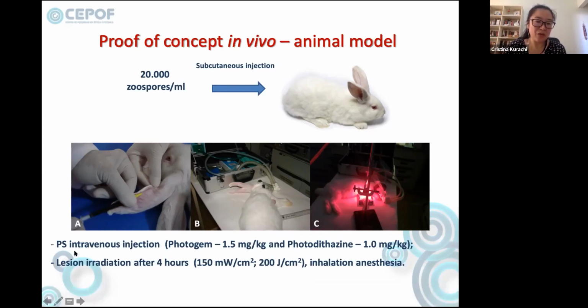In this case, we used intravenous injection, so a systemic injection. We didn't try methylene blue, but we tried porphyrin and chlorine compounds. We checked the photosensitizer distribution in the lesion using fluorescence spectroscopy, and set the better drug-light interval at 4 hours. Then we delivered 200 joules per centimeter squared. It's a very high energy dose for infectious disease, the same level that we use for tumor treatment.